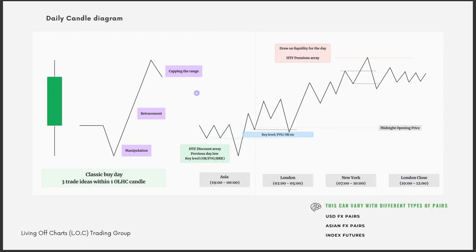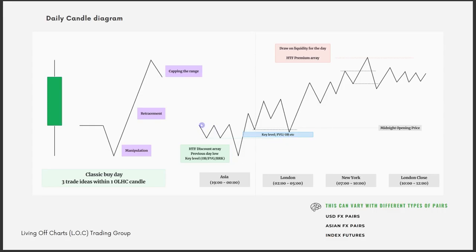Now, if we're focusing on that classic buy day, we want to see a manipulation first. That tends to happen in London session. We want to see an accumulation phase in Asia, and then London manipulating into a key level and then an expansion higher. This tends to happen below midnight opening price. And then on this schematic, we can actually see Asia session already made a low over here. So once we break above, we already raided the low of the accumulation. So we can expect London session to retrace back into discount as well, but not take out Asia low.